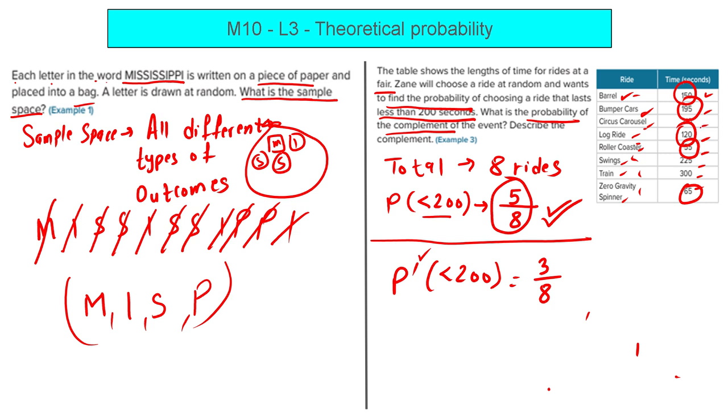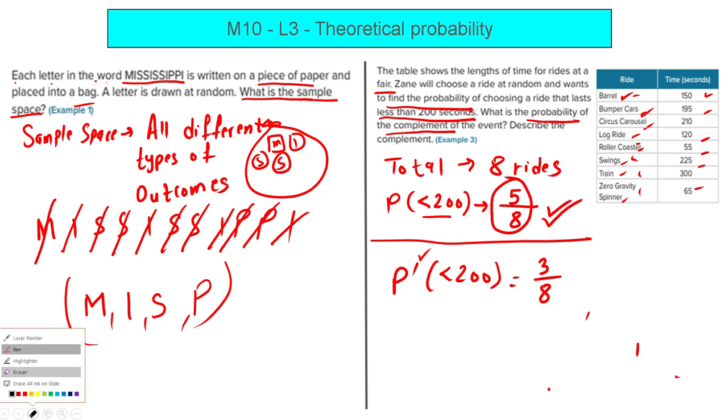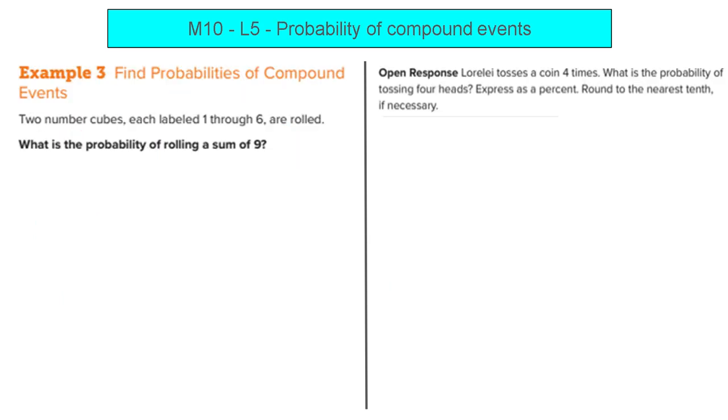Check how many rides are greater than 200 here. Let me erase it so that you can see properly. Check. 1, 2 and 3. So answer should be 3 over 8, right? Check. It is 3 over 8. Just use the trick. Put the 8 same, then 8 minus 5, 3. Put the 3 and this is your complement. Now I have explained you all the 3 different ways of solving the complements. This lesson is done. Let us jump to the next lesson, that is probability of compound events.